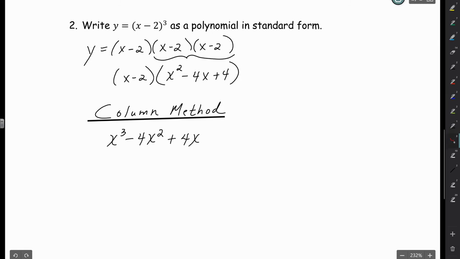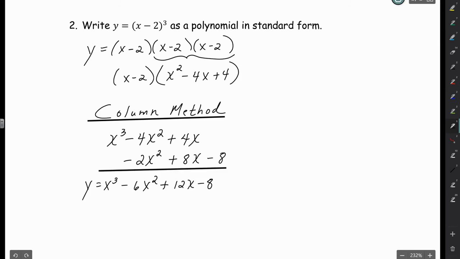Then we're going to multiply negative 2 times every term in the trinomial. So negative 2 times x squared is negative 2x squared, and you're lining up like terms now. Negative 2 times negative 4x is 8x, and negative 2 times 4 is negative 8. Add them together. Okay, now let's try the checkerboard method.